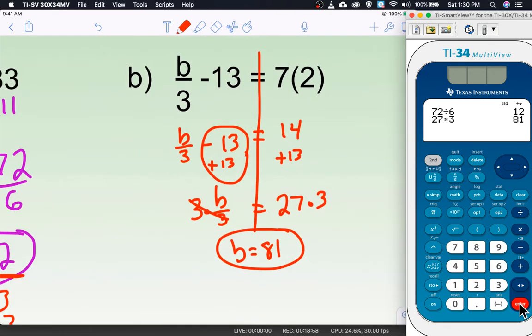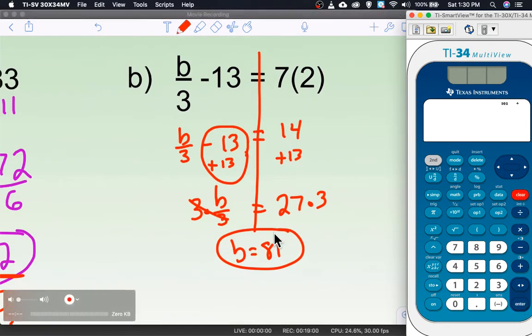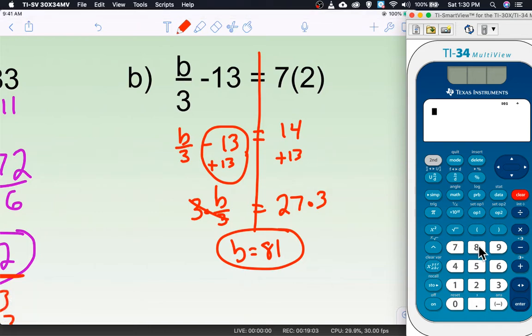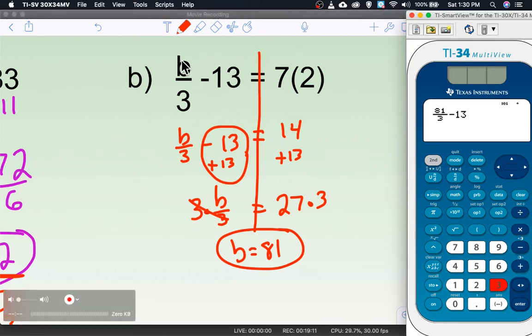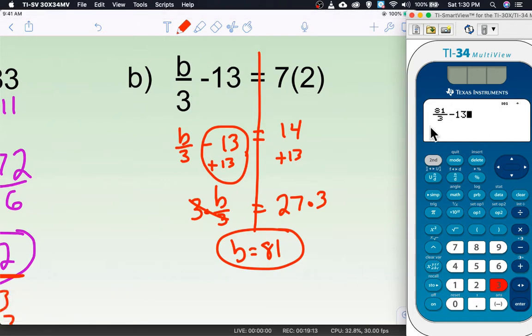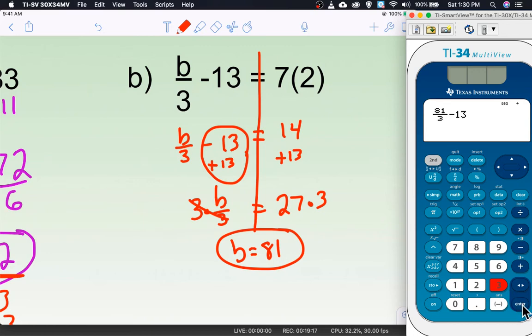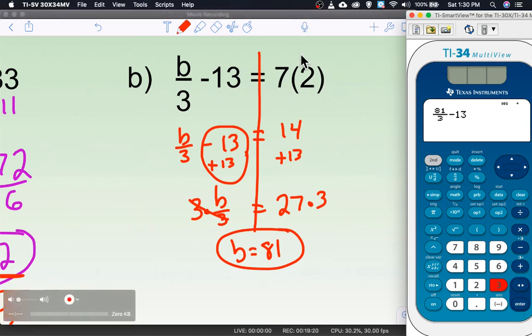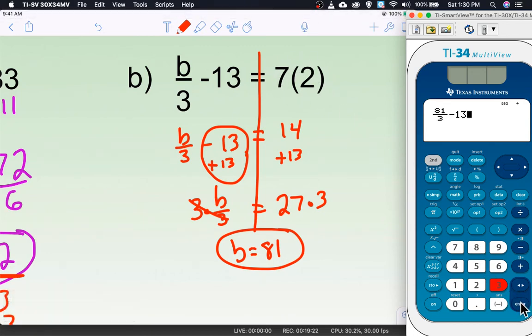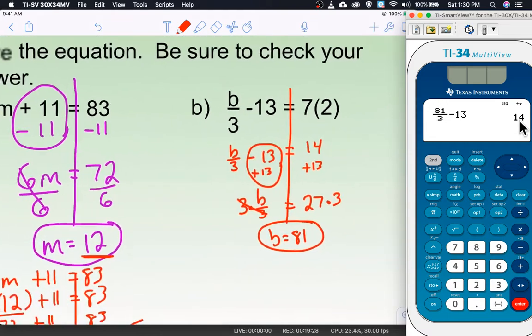And for me to check this, I can check this using my calculator as well. I'm going to plug in 81 right here. So I'm going to do 81 over 3 minus 13. So you see I've kind of typed this whole equation into my calculator, replacing the b with 81. If I hit enter, we should get, well, 14. It's not going to say 7 times 2. And look at that. I've checked my solution, and it works.